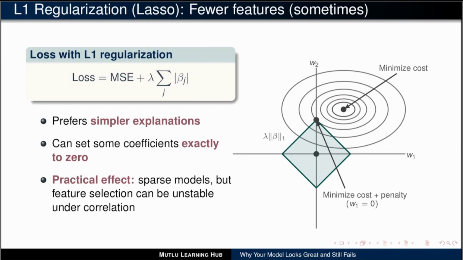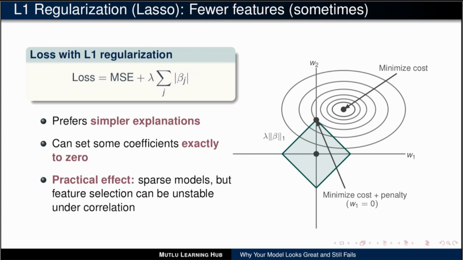Now, let's talk about L1, also called Lasso. The setup is the same as Ridge. We start with the usual error term, like mean squared error. But now the penalty is the sum of absolute values of the weights. What that changes is the shape of what the model is allowed to do.